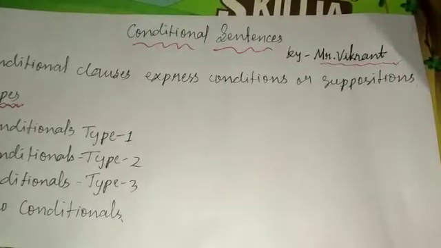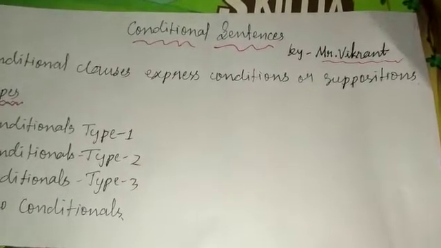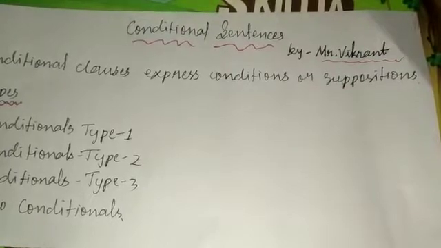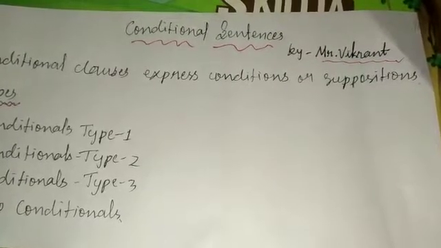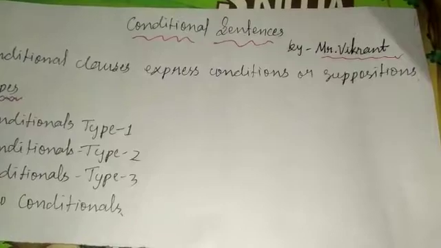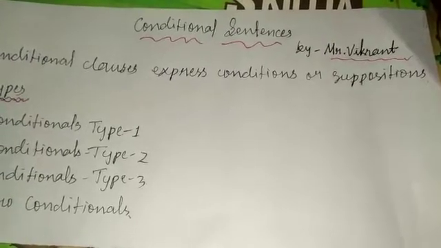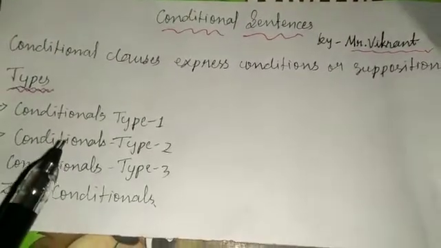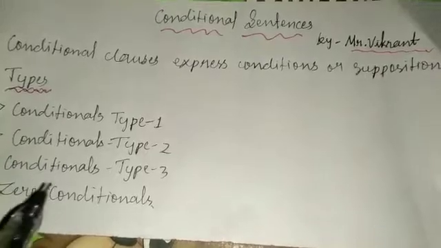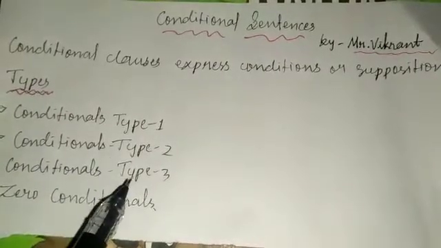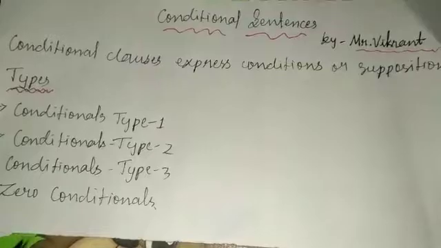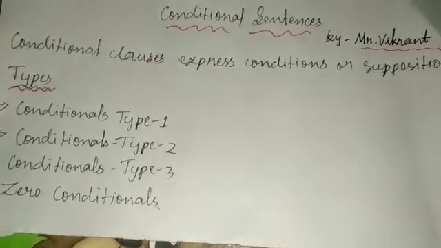Today we are going to discuss one of the very important concepts of English grammar, that is conditional sentences. Conditional sentences are basically if sentences or if clauses which express conditions or suppositions. There are different types of conditional sentences like type 1, type 2, type 3 and finally zero conditionals. Now let us discuss each one of them.